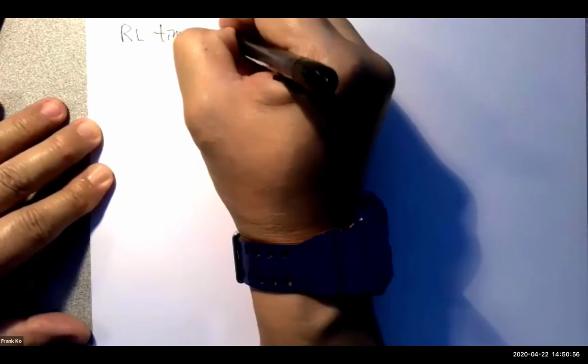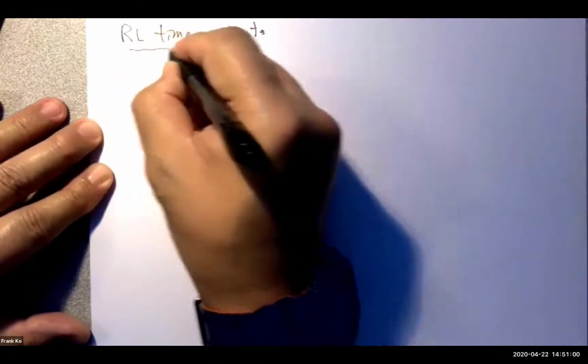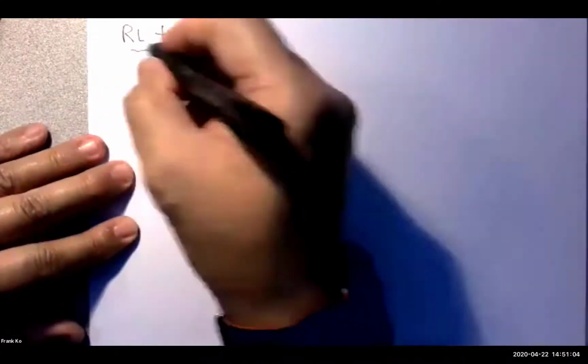time constants. And in an RL time, there is something called an RL. What is L? L is your inductor.